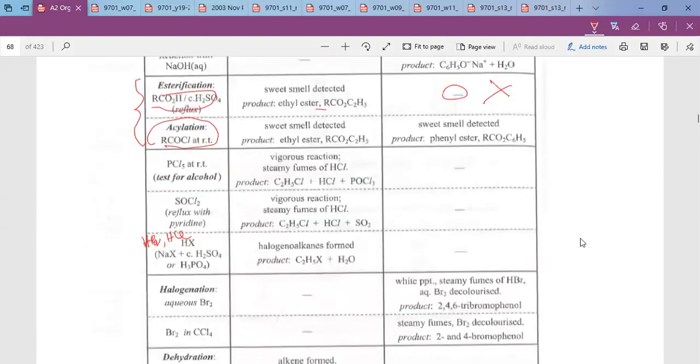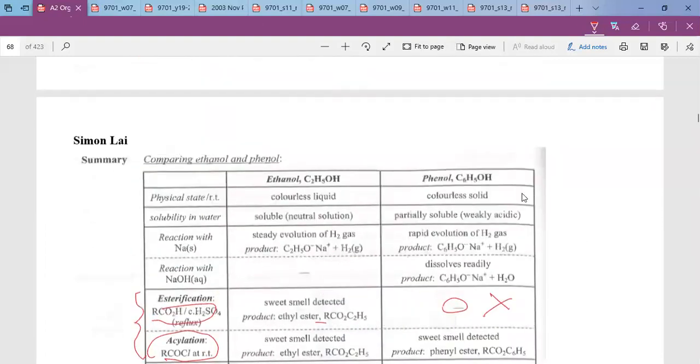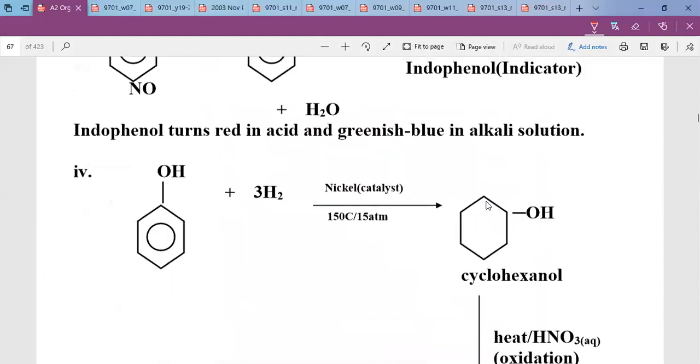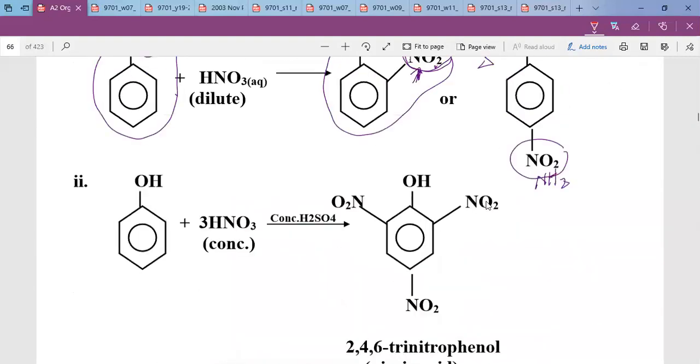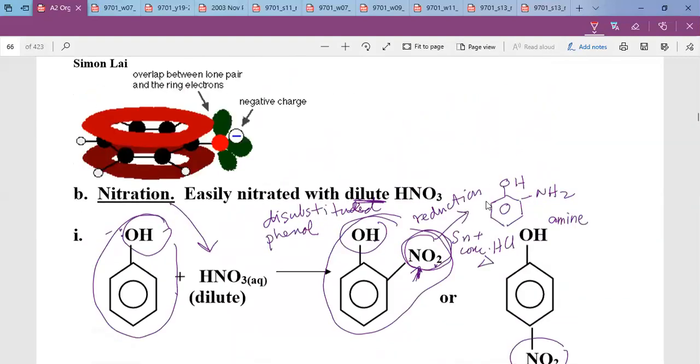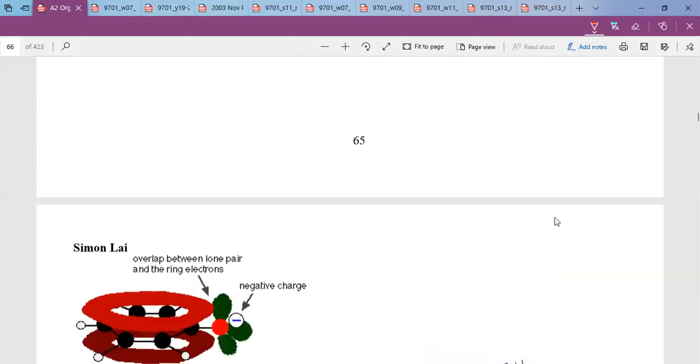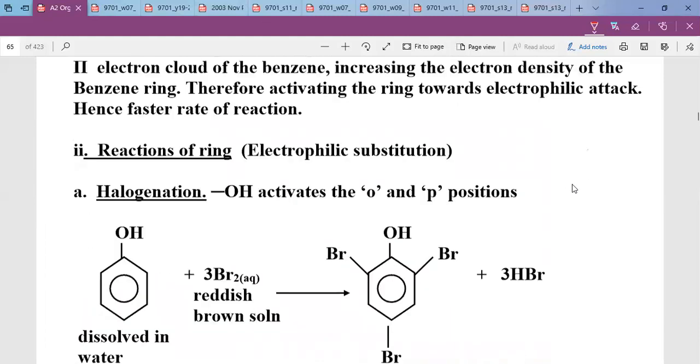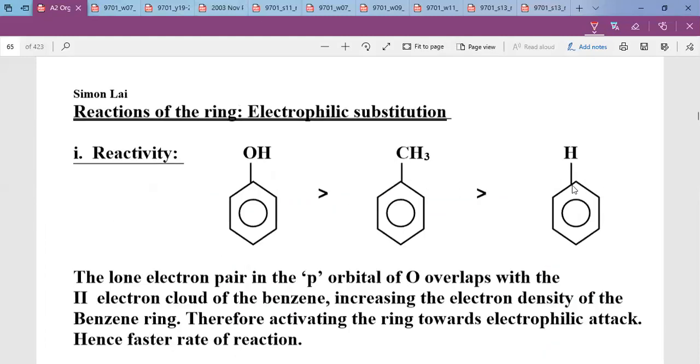They will give this whole thing here as a comparison of your aliphatic alcohol and your aromatic alcohol. Okay? Look at it yourself, all right? Here I've done it already, on your reduction here. Now, just now here, bromination. I can see that.